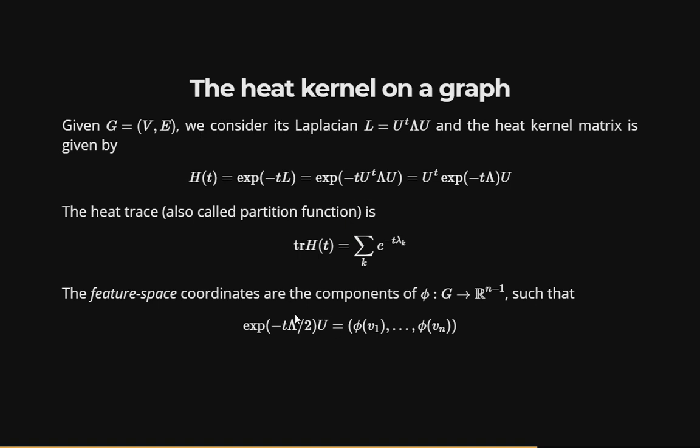Now, you can take the columns of this matrix you're using here. So these are the columns of the matrix, and you can interpret them as components of a map from the graph, actually from the vertices, to Rn-1. Why -1? Because the first one, again, is constant, so it's a constant eigenvector, so you just get all ones, or 1 over whatever it is. And these components are called feature space coordinates. The feature space is just another name for a parameterization space.